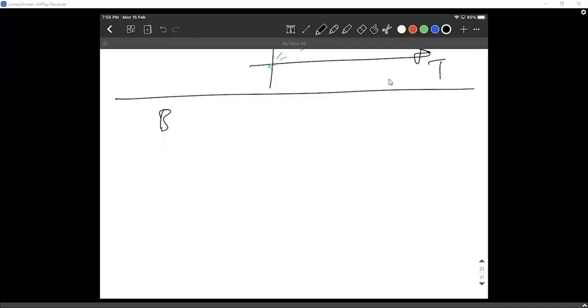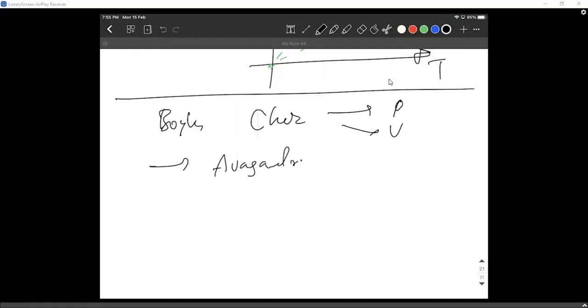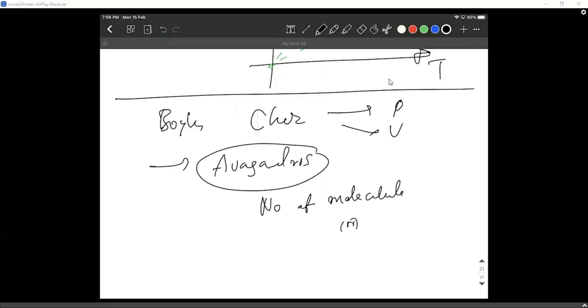We were talking about Boyle's law, Charles' law, which is constant pressure, constant volume. We've already talked about it. And then comes Avogadro's law. We didn't talk about it. It's a basic idea, Avogadro's law. It talks about the number of molecules or number of moles.